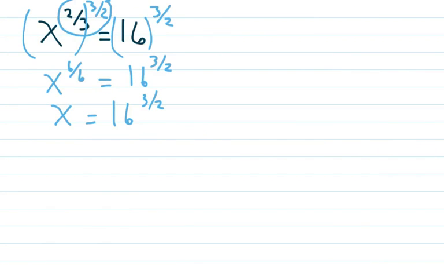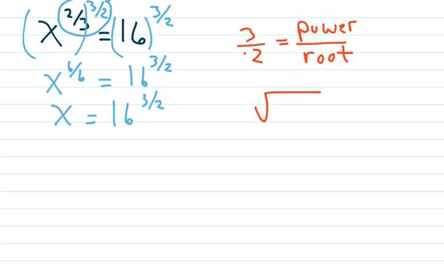So the way I'm going to write this is my root. So when I have the 3/2 here, this is my root, and this is my power. So I'm just going to change this to the square root, because that's the 2 part, of 16 cubed. Now, it doesn't matter which you do first, if you power it up or you take the square root or the cubed root, but it's always better to do the root first, because you can work with smaller numbers.